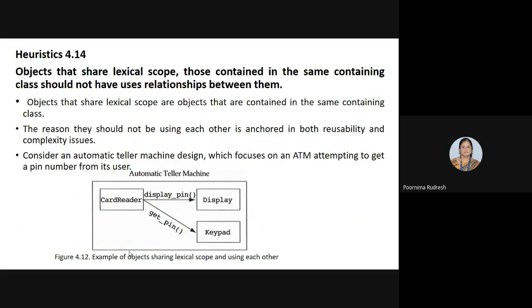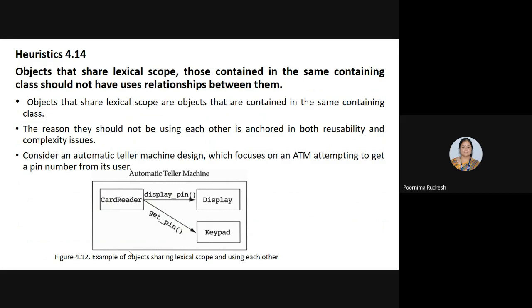Then 4.14 is objects that share lexical scope. Those contained in the same containing class should not have a uses relationship between them. So here, when we are talking about the contained class and the lexical scope, we say that the classes should not make use of the uses relationship between them. Objects that share lexical scope are objects that are contained in the same containing class.